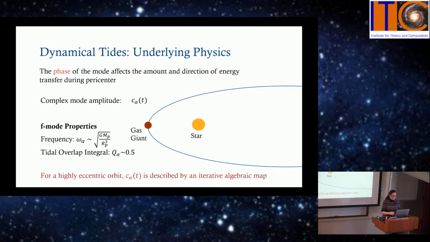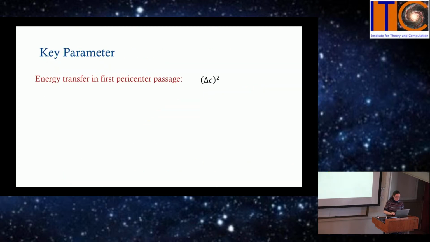But fortunately, for a highly eccentric orbit, you can describe what happens to the mode in the planet with an iterative algebraic map, meaning that if I know what the oscillation mode looks like just before one pericenter passage, I can do a simple algebraic calculation to tell you what it should be the next time the planet comes around. And that speeds things up significantly.